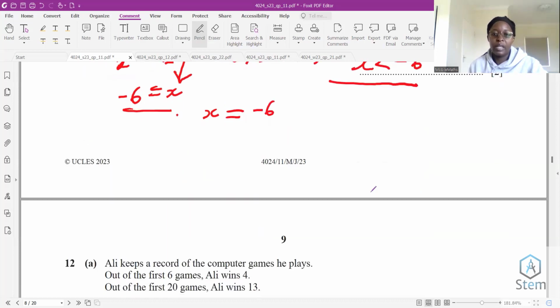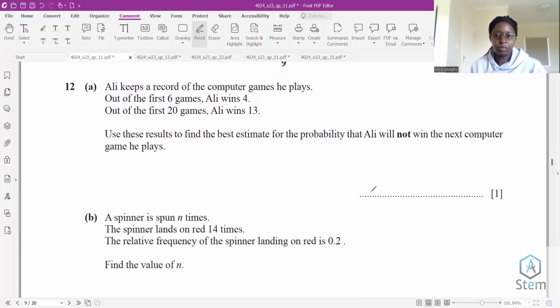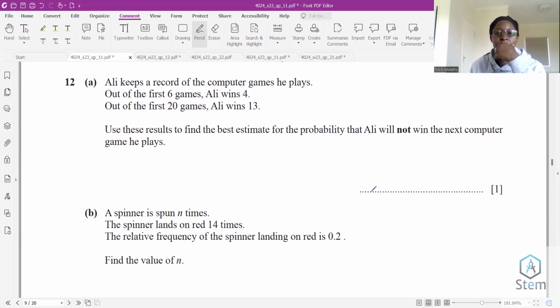Okay, let's move on, number 12. Okay, Ali keeps a record of the computer games he plays. Out of 6 games, he wins 4. Out of 20 games, he wins 13. So basically on this one, he lost 2. On this one, he lost 7.